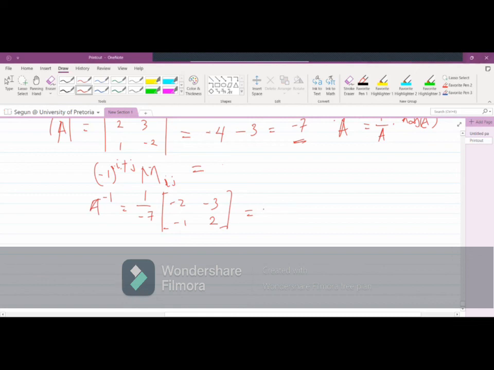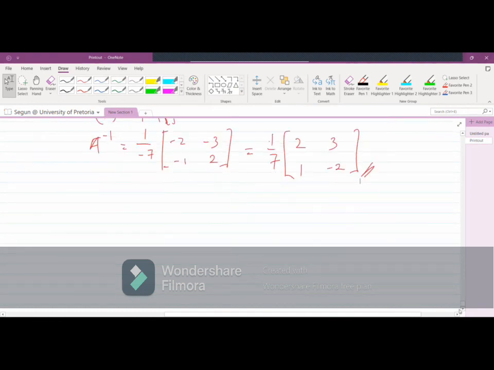Now use the same 1 over minus 7. Let's open the bracket with the minus first. So we're going to have 1 all over 7 in brackets 2, 3, 1, minus 2. This is your A inverse. So from A inverse, you can actually solve. Don't forget your system. This is only A inverse.